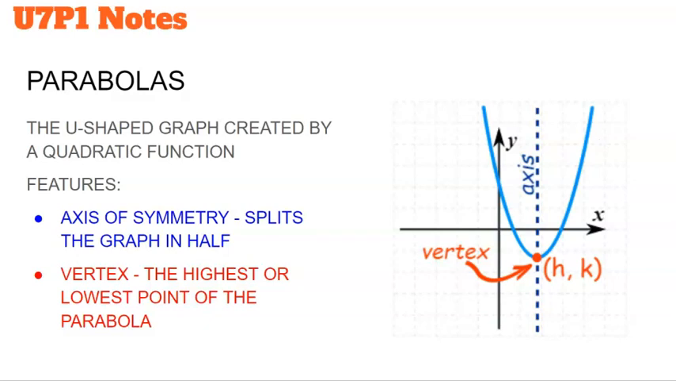So it could be a U-shape that you see here in blue on the graph. It could also be upside down, so it could be a U-shape like that. We're going to talk more about that.